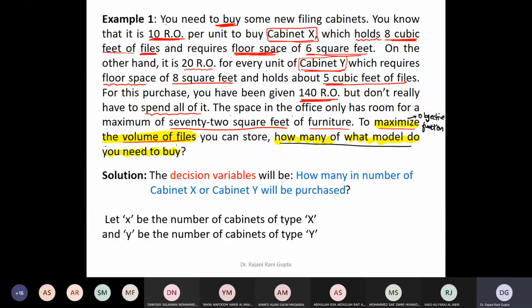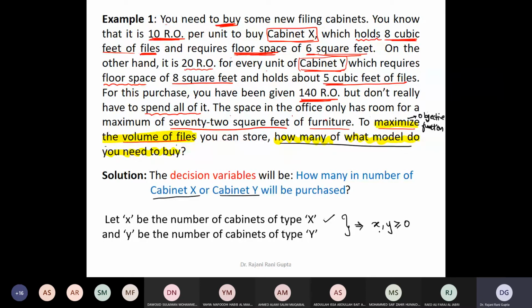As we don't know the quantity, let small x denote the number of cabinets of type X, and small y denote the number of cabinets of type Y. Either we buy cabinets of type X and Y or we do not buy. So x is greater than or equal to 0. Similarly, y can be greater than or equal to 0. It can be written in combined form as x, y greater than or equal to 0.